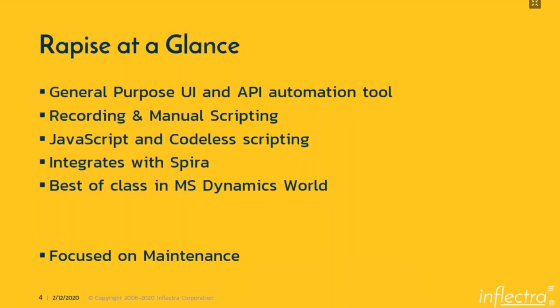So first, a few words about Rapise. Rapise is a general purpose UI functional testing tool and API testing tool. It supports desktop, web, and mobile targets. It has recording mode. It has manual scripting mode. It has JavaScript as a scripting language for automated tests, as well as codeless scripting using RVL, its own language.